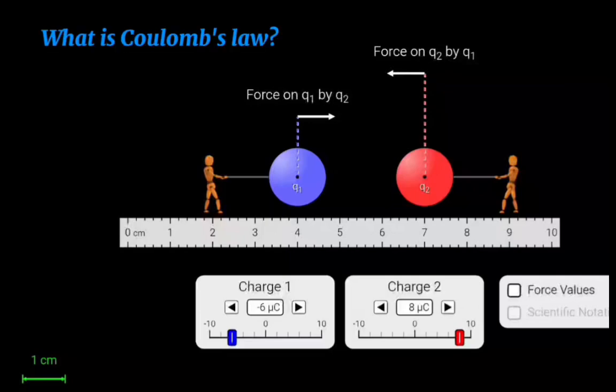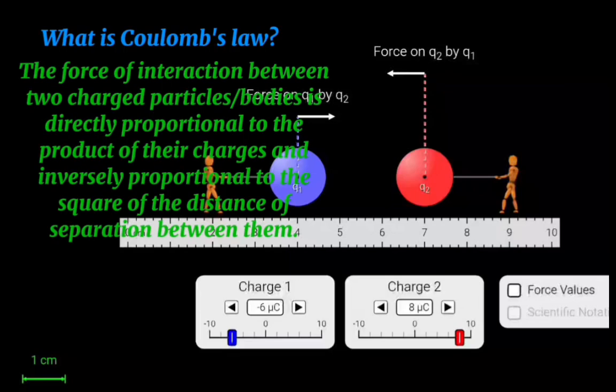Let's get started. Let's start by stating Coulomb's law. Coulomb's law states that the force of interaction between two charged particles is directly proportional to the product of the charges and inversely proportional to the square of the distance of separation between them.